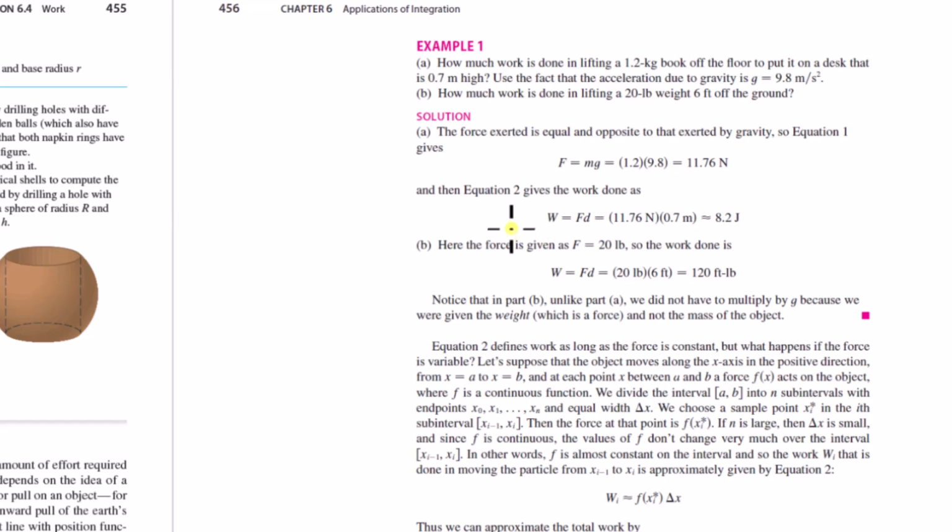Now, the distance here, it's important to note, it's not a horizontal distance, okay? They're just talking about the work. It's the vertical distance because it's the distance in the direction of the force. It's force times the distance in the direction of the force.